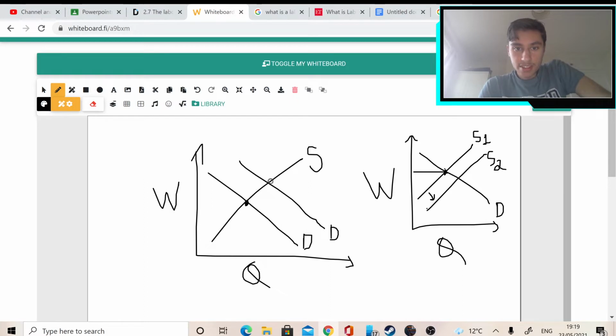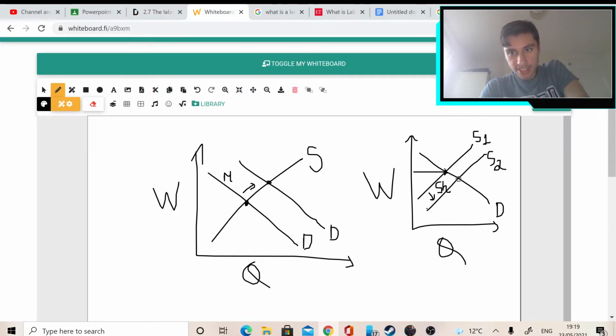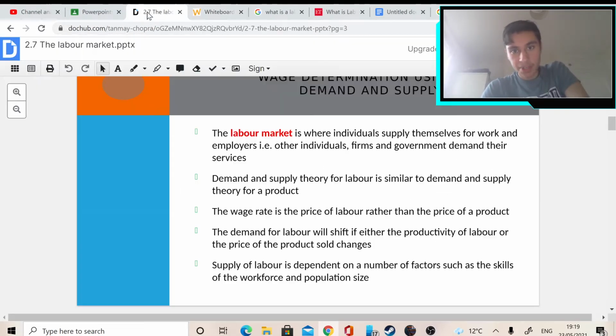This is called a shift, and from this to this is called a movement. M stands for movement, and this is a shift, SH. I can't write S because S stands for supply. So shift. Alright, so this is what you need to understand. So this is what can happen, and the equilibrium wage changes. So here, let's say it can decrease or increase based upon what has happened.